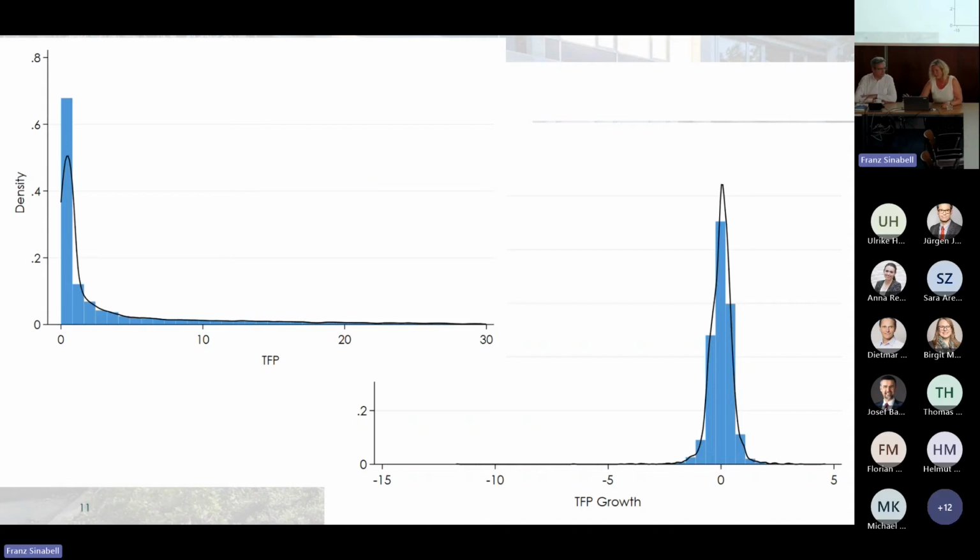Good. So just that you get an impression of the outcome, this is the result of the Levinsohn-Petrin estimator. You have on the left side the density of the TFP, and on the right side the density function of TFP growth. As you can see, we have a lot of farms with 0 or close to 0 TFPs. This is just so you get an impression, because I will come to the limitations of our estimation in a minute.